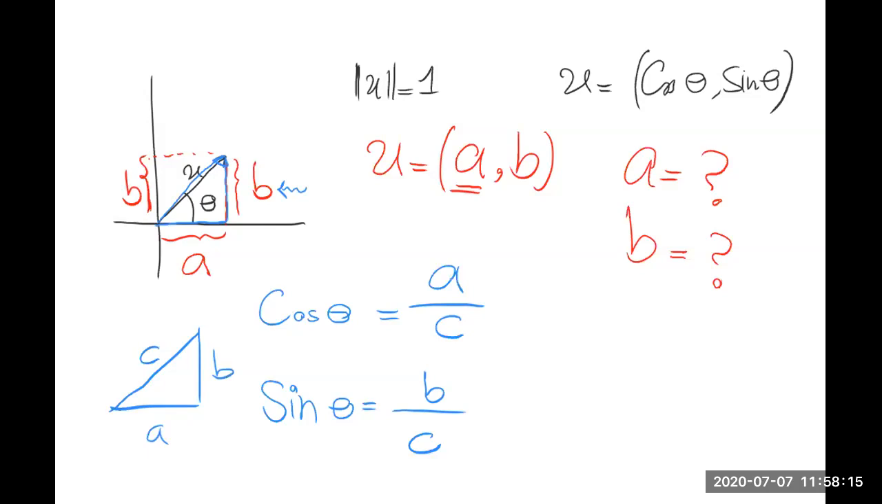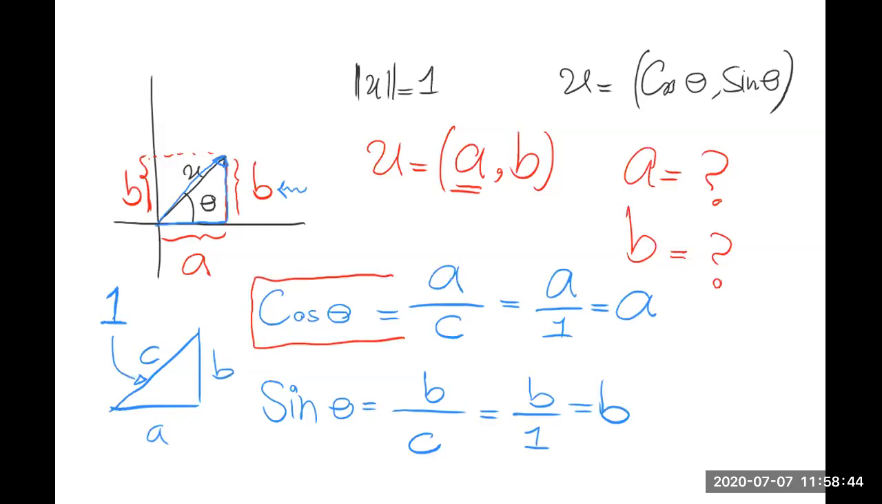And sine is B over C, right? But what is C here? C is the length of this side. U is a unit vector. Remember, U is the unit vector, so the length of C here is 1. So here we have A over 1, and here we have B over 1. But dividing A by 1 gives us A, dividing B by 1 gives us B. See what we got: cosine of theta is equal to A, sine of theta is equal to B.